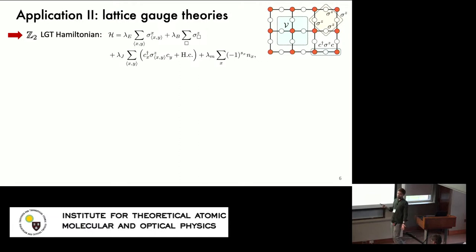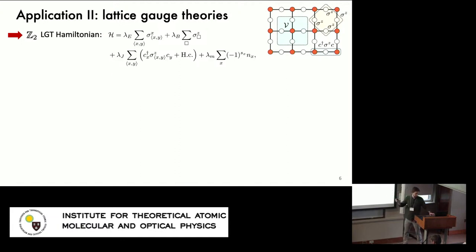And we also have fermionic matter. The fermionic matter lives on the sites of this lattice. It's a bit unconventional. In this case, they will just be spinless fermions. And then the types of Hamiltonian one can write down usually contain 4 different types of terms. There's first what we call an electric energy term. That's just a single qubit operator on every link.